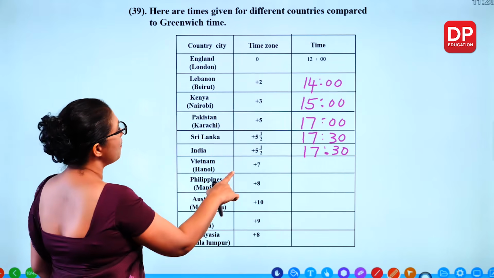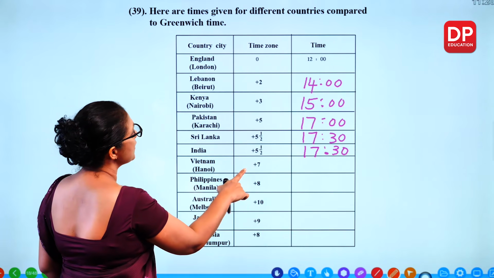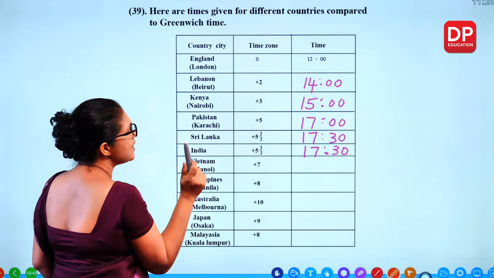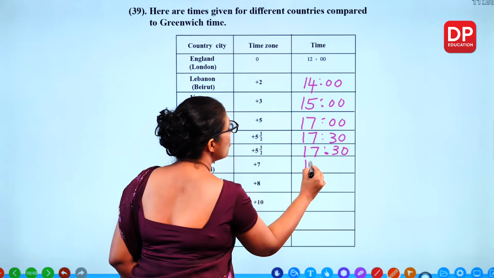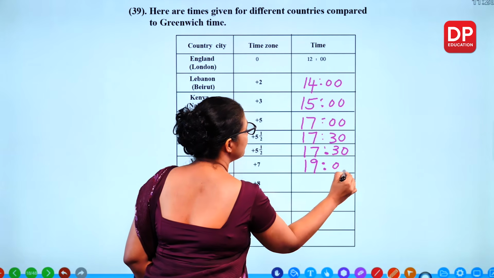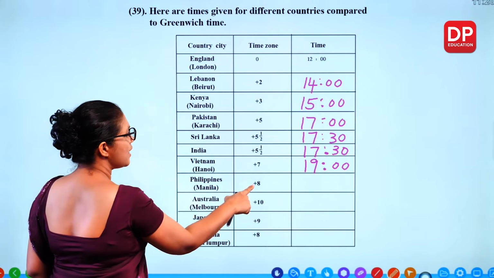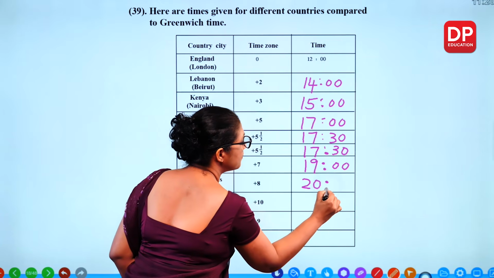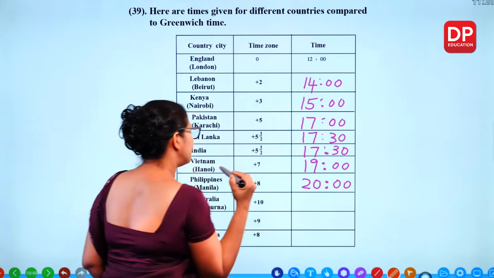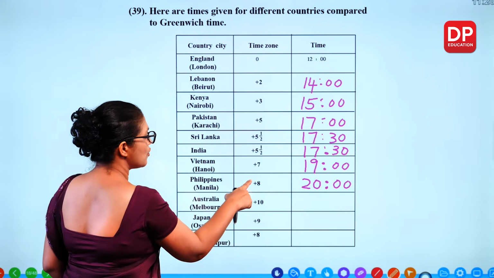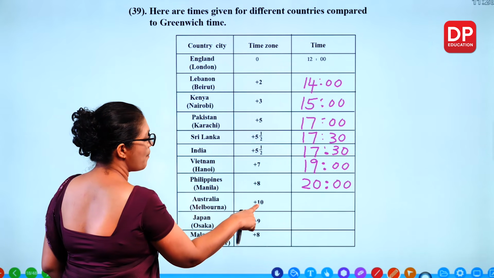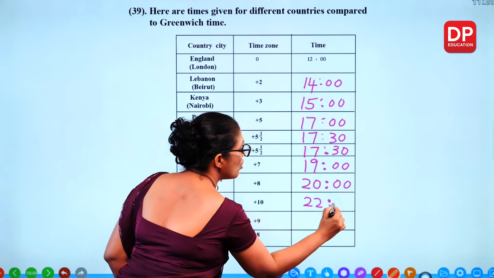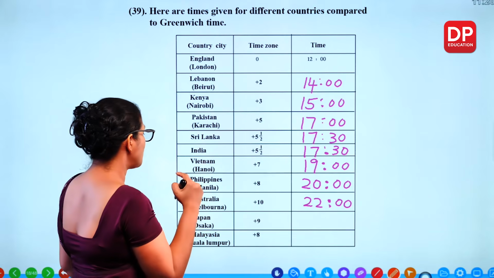Vietnam, plus 7. So we can take here to here, 5 to 7, that's adding 2. 17 plus 2, 19. Here to here, adding 1 hour. 19 plus 1, 20. 10 here. So that means 2 more from here. So 20 plus 2, 22 hours in Australia.